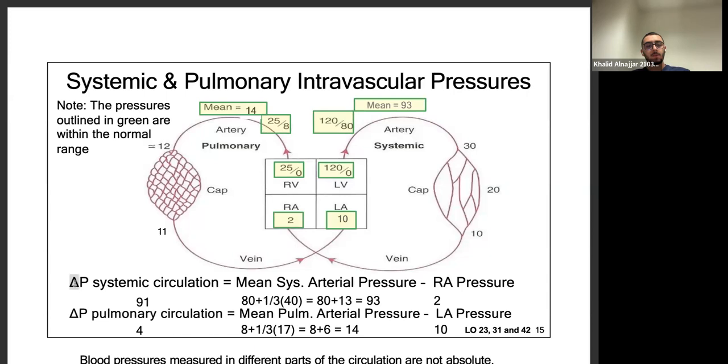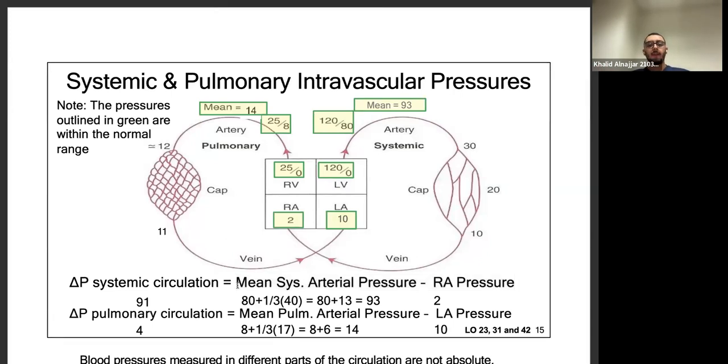Okay, here he's talking about the difference pressure, or the driving pressure, of the systemic circulation. How do we calculate that? Again, the mean systemic arterial pressure minus the right atrial pressure. Why? Remember the driving pressure is P1 minus P2, right? This is P1, this is P2. Let's start with the easy one, right atrial pressure. Right atrial pressure is P2. It's the endpoint, right? The right atrium is the endpoint of the systemic circulation.